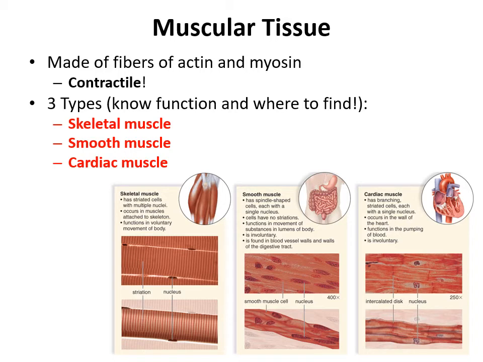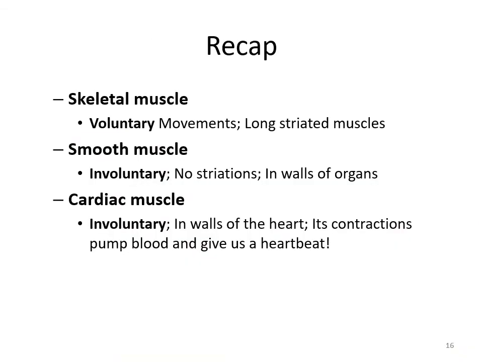The other type of muscular tissue that is involuntary is cardiac muscles, okay? You find that in the walls of the heart, and its function is to contract and pump blood in your heart and to give you a heartbeat and to force that blood out of your heart to every other part of your body. Okay, so very, very important muscle as well. So when you think of muscular tissue, make sure you remember skeletal, smooth, and cardiac muscle. Here is a quick recap for you to jot down your notes.